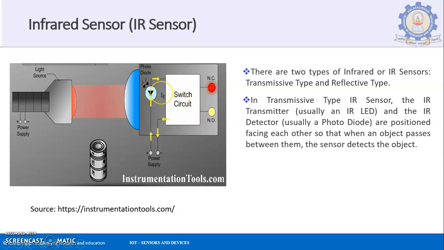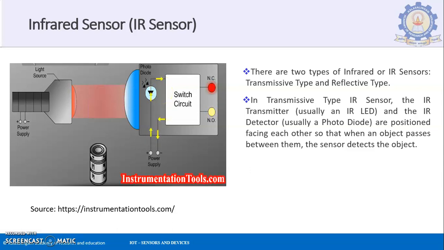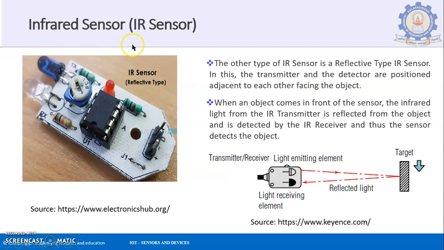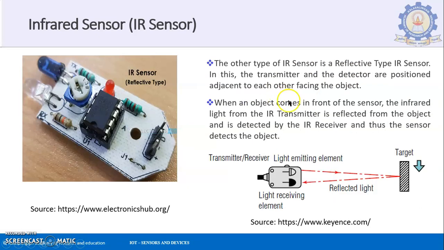In the LDR, you saw that when light was falling on it, it was conducting, and when light is not falling, you saw the thing happening over there. Same principle over here. So next, infrared sensor. The other type of IR sensor is a reflective type sensor. What we saw till now was the transmissive type, and now we are looking into the reflective type.